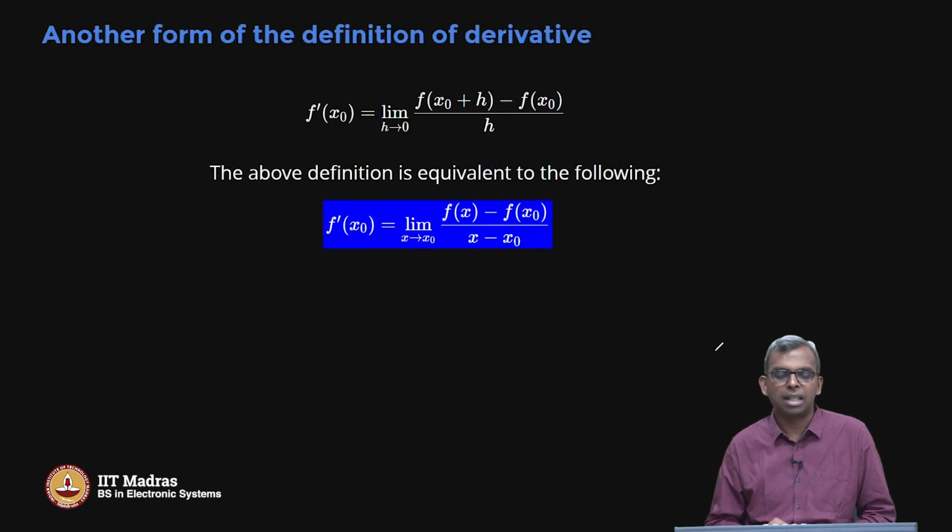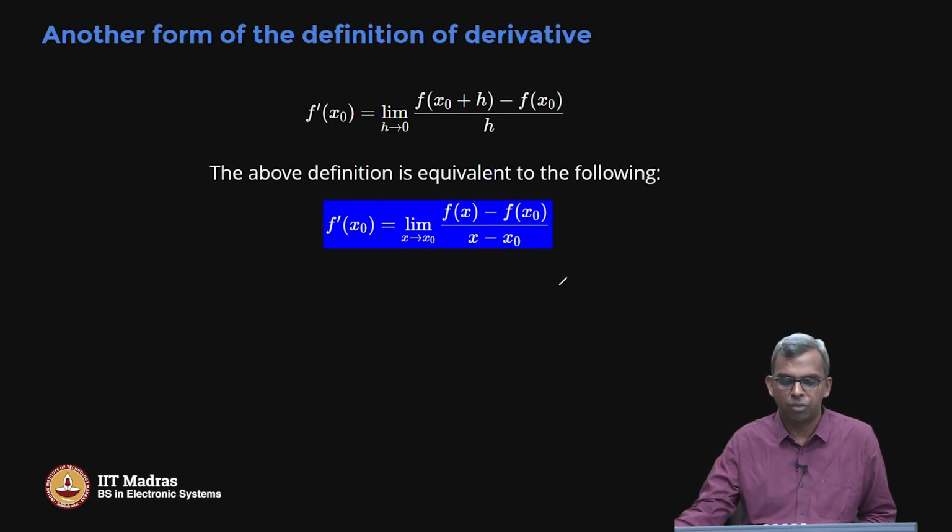So, let me begin with another form for the definition of the derivative. We've always seen this form: limit as h tending to 0 of f of x naught plus h minus f of x naught, divided by h. It turns out another very interesting and very important form for the derivative is this one. f prime of x naught is the limit as x tending to x naught of f of x minus f of x naught, divided by x minus x naught.